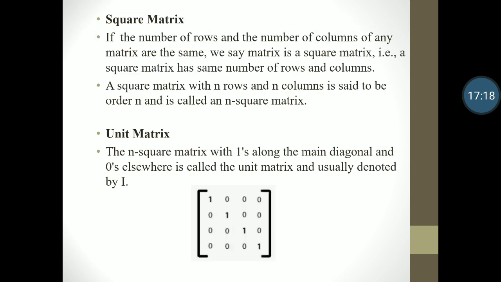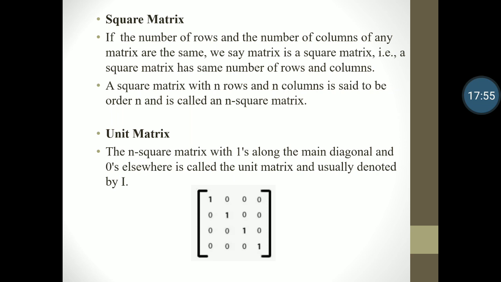Next is square matrix. If the number of rows and the number of columns of a matrix are the same, we say the matrix is a square matrix. A square matrix has the same number of rows and columns. Very simple. A square matrix with n rows and n columns is said to be of order n and is called an n square matrix. If 4 rows and 4 columns, then it is a 4 square matrix. If 3 rows and 3 columns, then it will be known as a 3 square matrix.